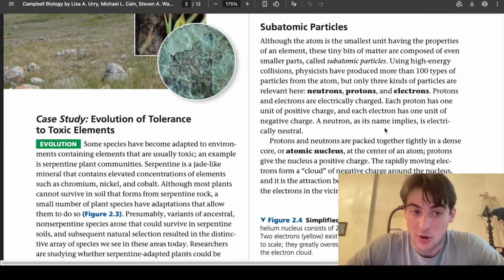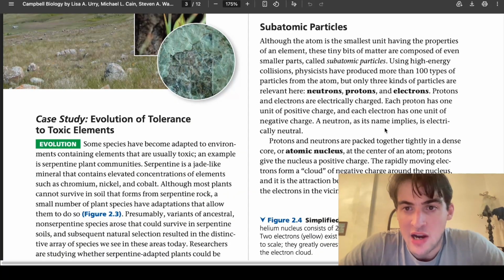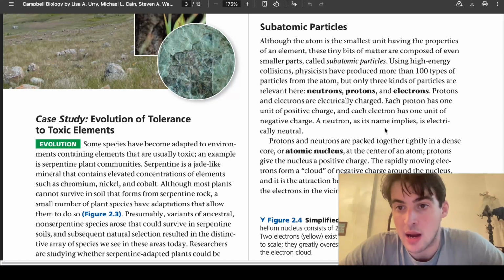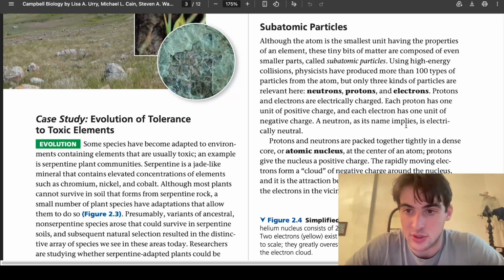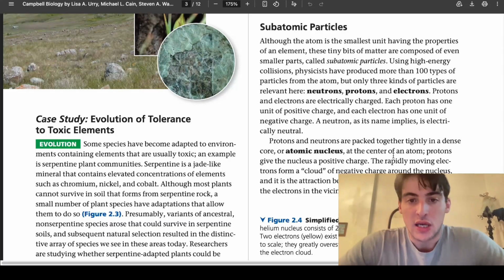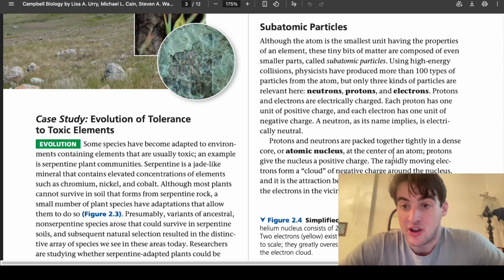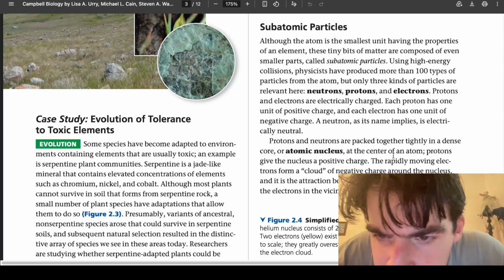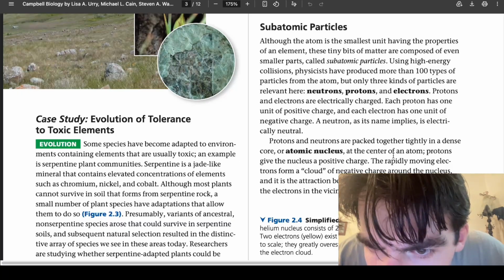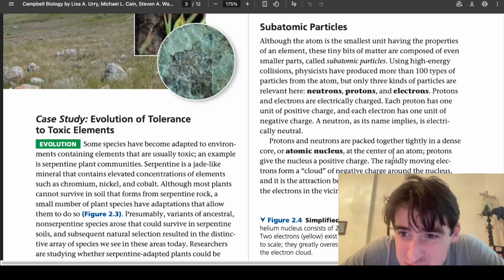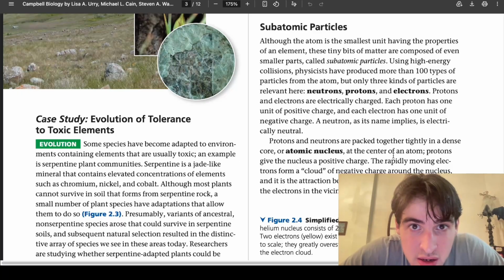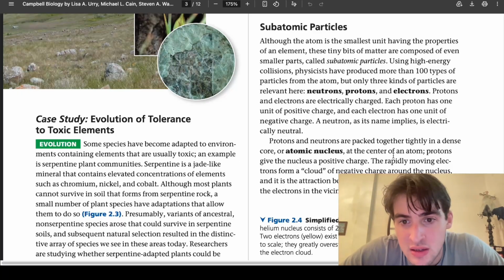Subatomic particles. Although the atom is the smallest unit having the properties of an element, these tiny bits of matter are composed of even smaller parts called subatomic particles. Yeah, neutrons, protons, and electrons. Using high-energy collisions, physicists have produced more than 100 types of particles from the atom, but only 100 types? Did you know about this shit? 100 types. But only 3 kinds of particles are relevant here: neutrons, protons, and electrons.